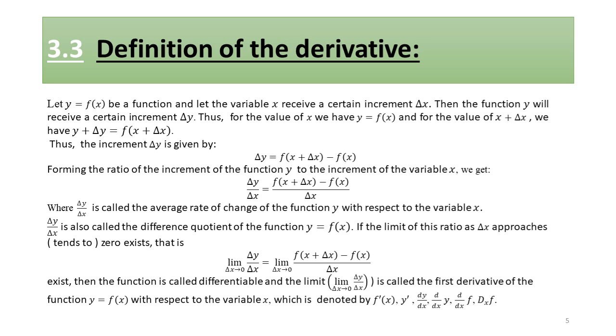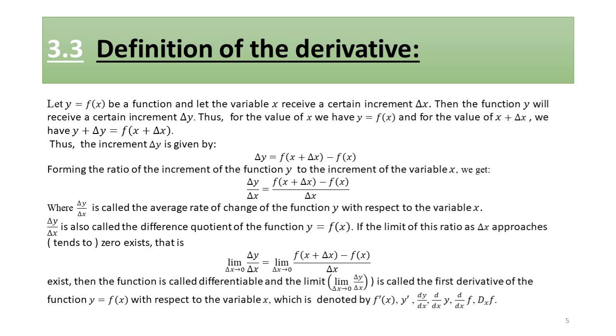Forming the ratio of the increment of the function y to the increment of the variable x, we get delta y by delta x = f(x plus delta x) minus f(x), divided by delta x. The delta y by delta x is called the average rate of change of function y with respect to the variable x. Delta y by delta x is also called the difference quotient of the function y = f(x).